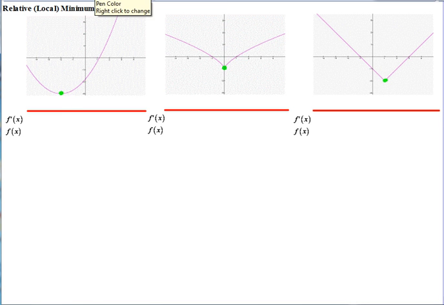You can see on this one it occurs at -2. Right at -2, the slope, the derivative, is 0 there. But up until then, the tangent line has a negative slope, so the first derivative would be negative. After -2, all of these would have positive slopes for the tangent line.